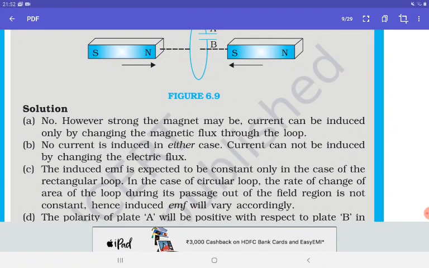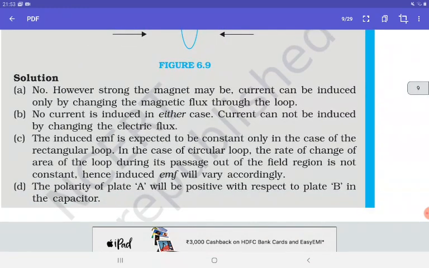So first, however strong the magnet may be, current can be induced only by changing the magnetic flux through the loop. So the answer is no. Second, no current is induced in either case. Current cannot be induced by changing the electric flux. C. The induced EMF is expected to be constant only in the case of the rectangular loop.